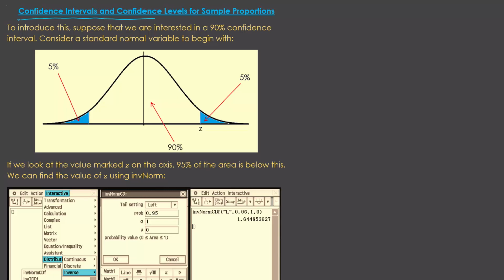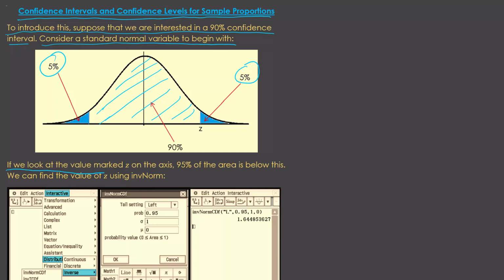Confidence intervals and confidence levels for sample proportions. To introduce this, suppose that we're interested in a 90% confidence interval. Consider a standard normal variable to begin with. We've looked at that in the last few examples, and we should have a reasonably good understanding. A 90% confidence interval means that the shaded area here is 90%, and because it's symmetric, we have 5% down each of the tails.